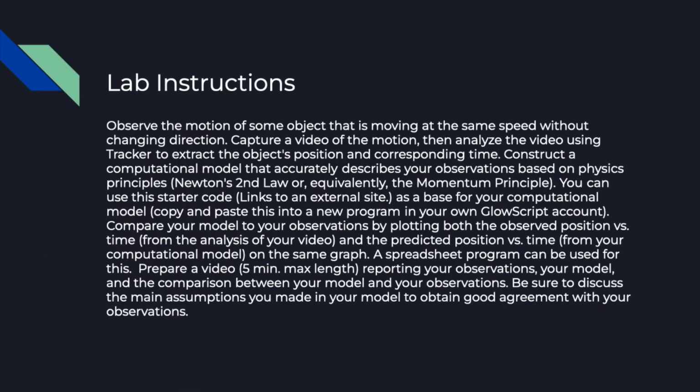For the lab instructions, we were asked to observe the motion of an object, in our case a ball, moving at a constant speed without changing directions. We're supposed to take a video of the ball, use apps like Tracker and GlowScript to gain observations from it, and then apply our knowledge to what we just saw in the experiment.